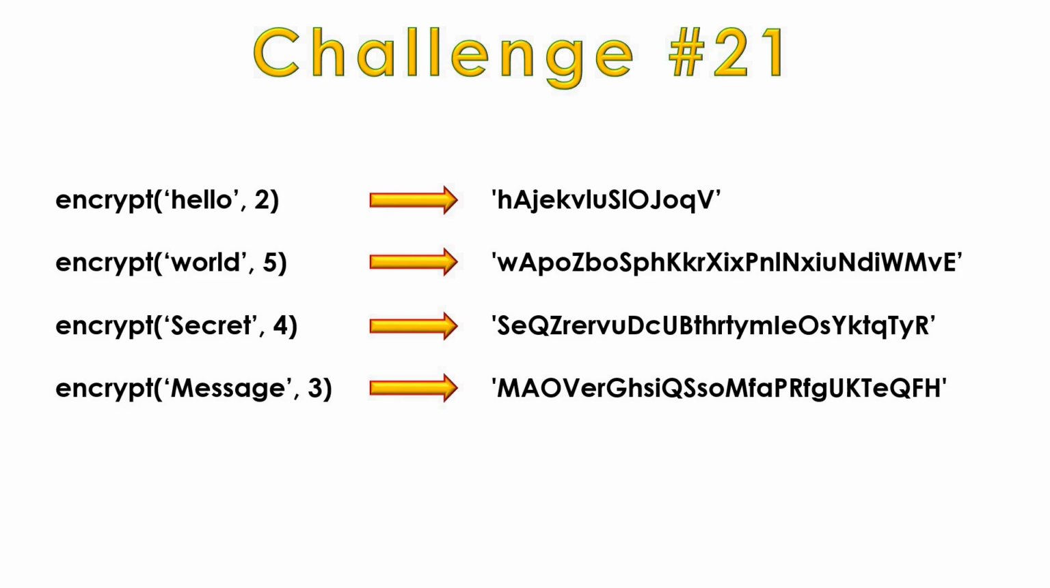The second part, based on your successful completion of the first, is to write a second function which reverses the process and, starting from the encrypted string, decrypts it and returns the original message.